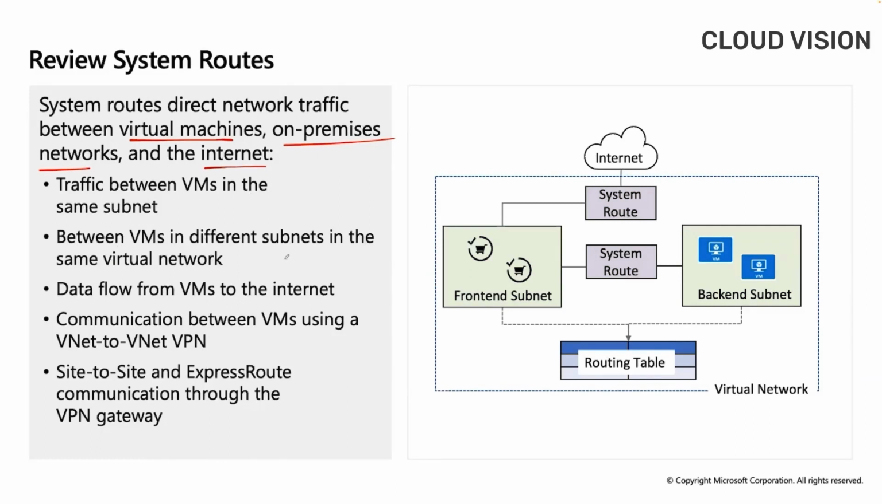Traffic between VMs in different subnets in the same virtual network is also possible. And data flow from VMs to the internet is possible here as well. And communication between VMs using VNet to VNet VPN is possible as well. Site-to-site VPN and ExpressRoute communication through the VPN gateway is supported here as well.